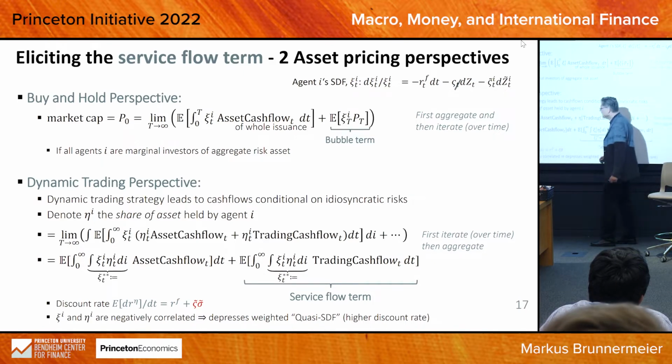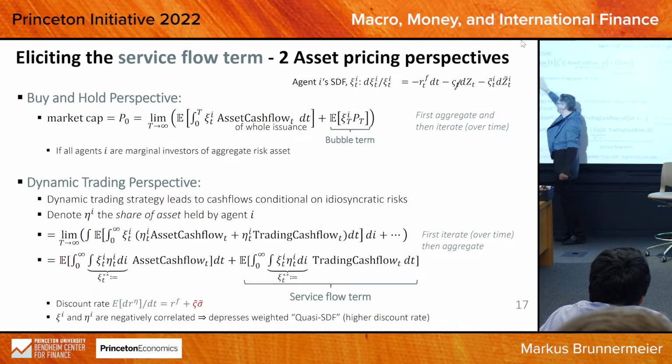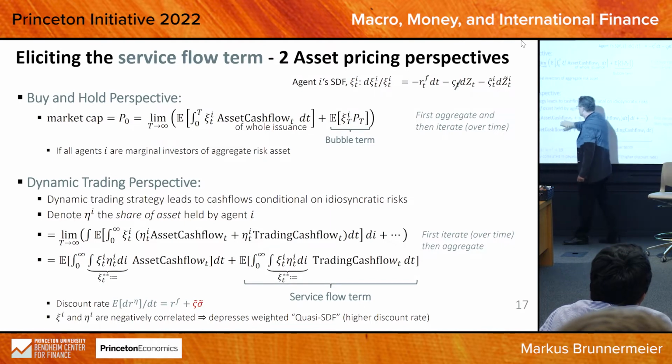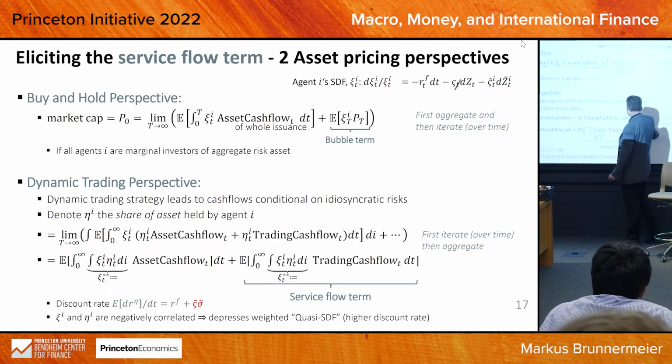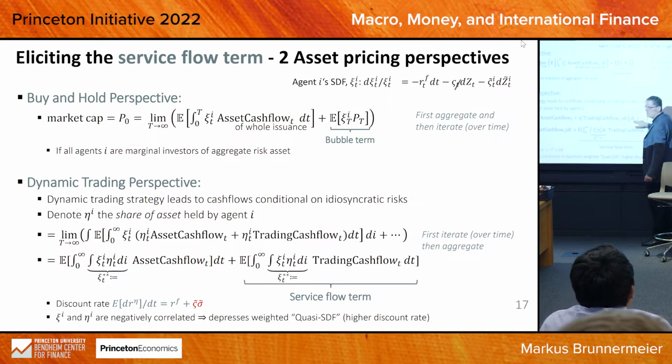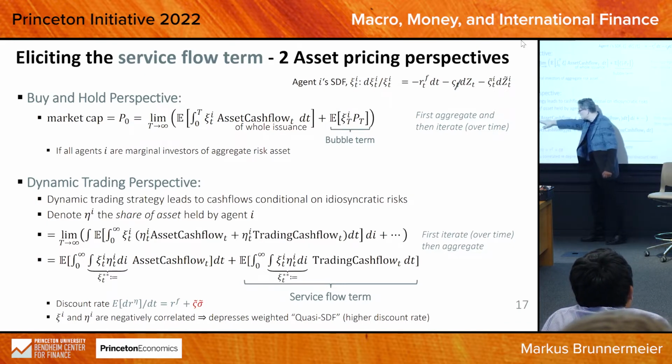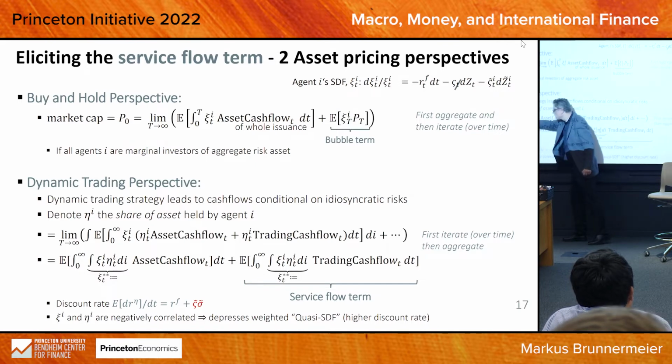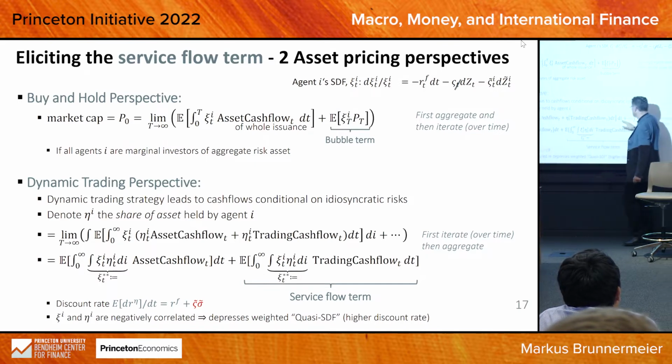That's essentially what we're doing. So we price the whole issuance of all government bonds. That's the same limit here, and I have to add it up across all the agents. That's for this agent, and that's the discounting this agent does, and then I have to have an integral over all the agents.